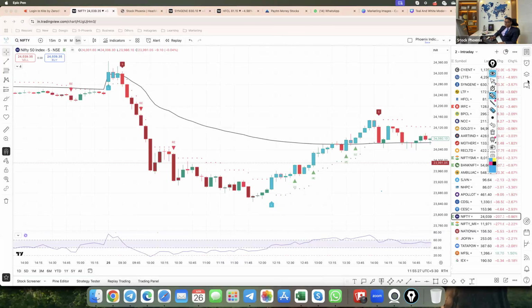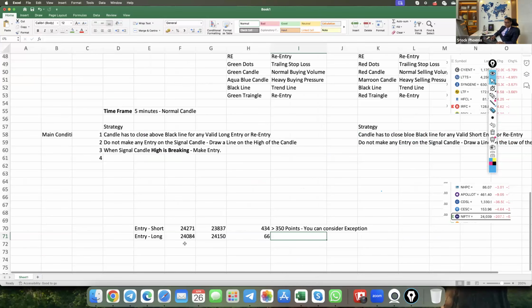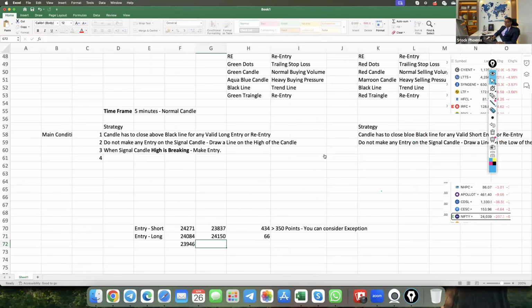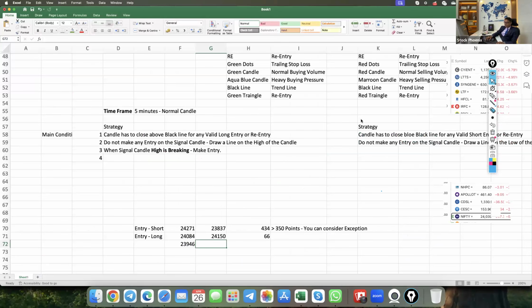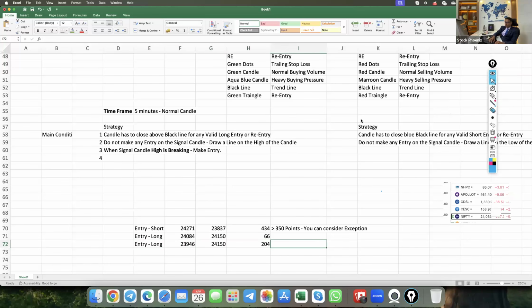When the signal generates, I will mark the high of the candle, 23,946, and it went all the way to 24,150. So roughly around 200 points in this counter also. This is an exception entry. You will not get such an entry every time. That's why I say it's an exceptional entry for yesterday. Actually, as per the process, we got only two opportunities.